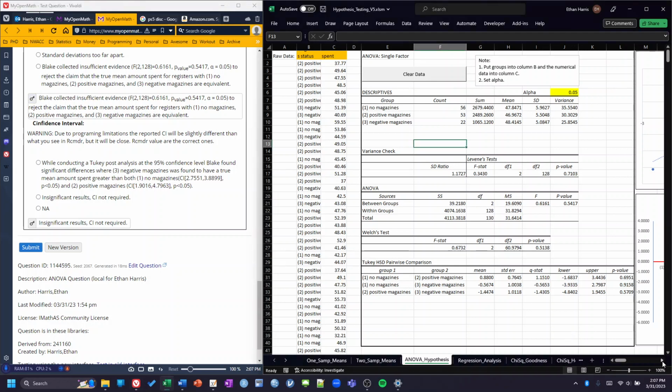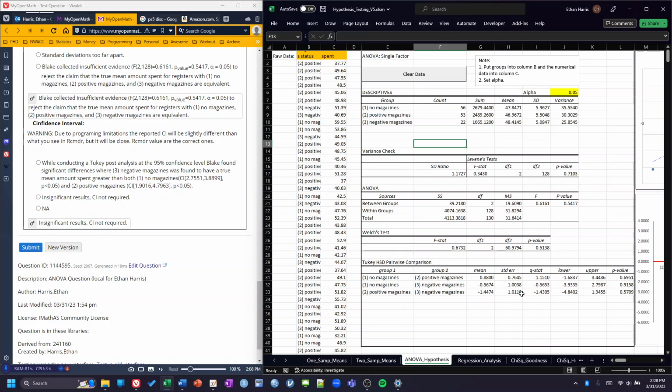So if we did have significant results, we would want to know which groups are different and by how much. That's where this Tukey pairwise comparison comes in handy, where they compare group 1 to group 2, no magazines to positive magazines, no magazines to negative magazines, and positive magazines to negative magazines. Now, if we had another group in there, we'd have a couple more comparisons. This table here in ANOVA, I believe I have it set up to handle up to 5 groups. In our class we keep it 5 or less, but if you needed to do more, you'd need to use a better program than what we're using for this class.